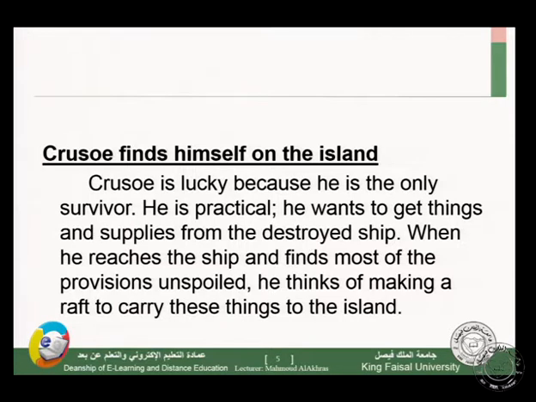When he reaches the ship, he finds most of the provisions and objects unspoiled, so he wants to get these provisions to his island. For example, if he wants to eat, he has to bring some food from the destroyed ship. Some objects he can carry from the ship to his island in order to use them in the future. He thinks of making a raft to carry these things to the island. So he starts to think of building a raft, wooden planks put together in order to carry some objects on them.